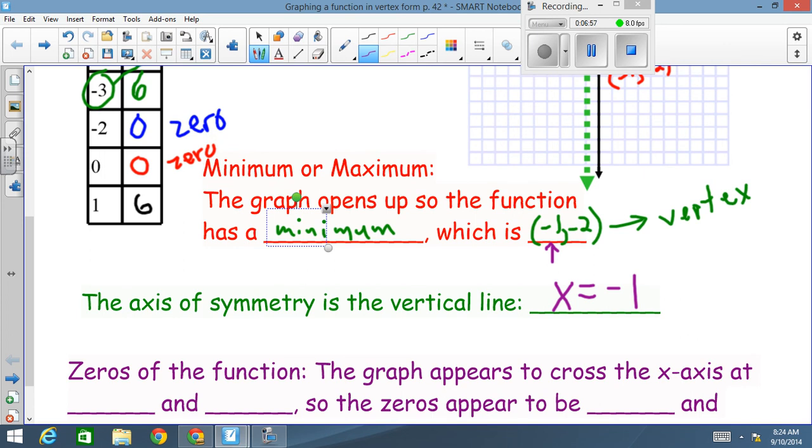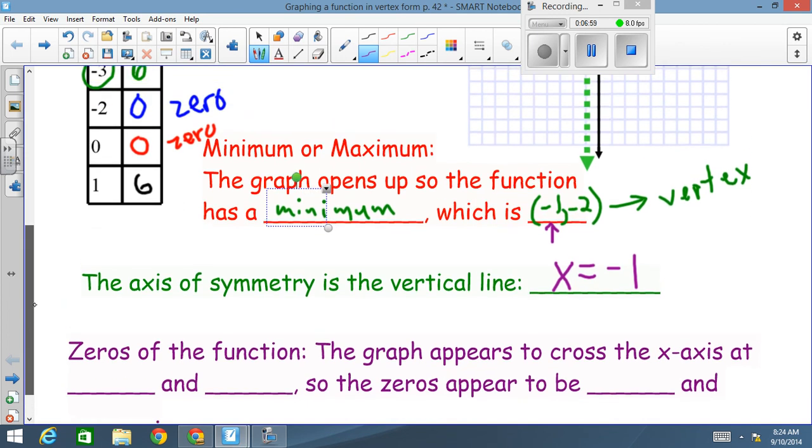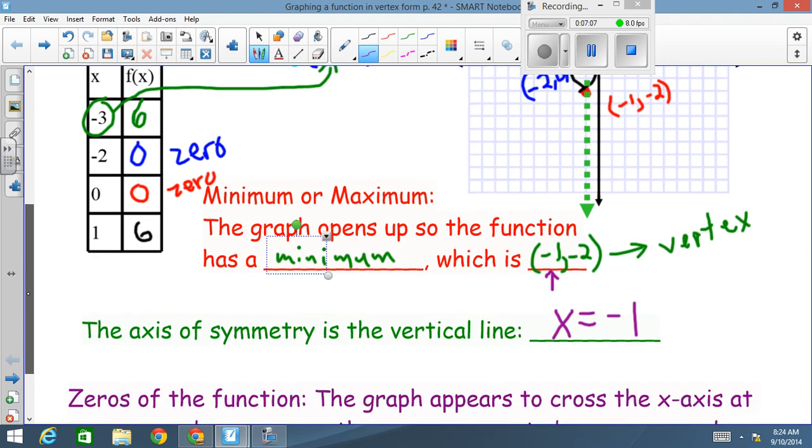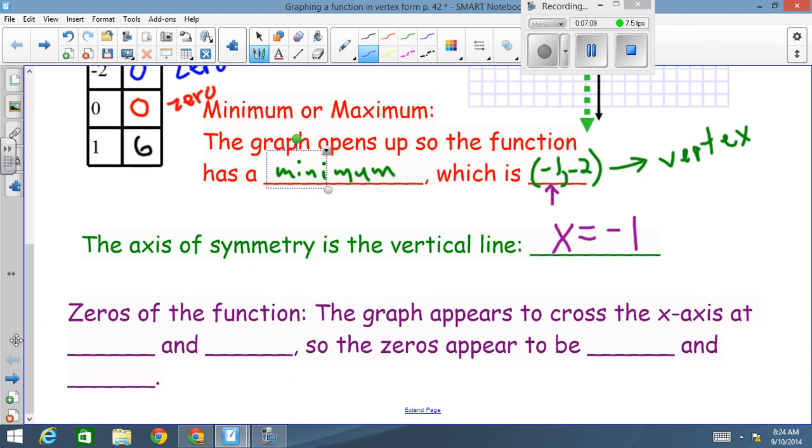Okay? The zeros of the function are where it crosses the axis, which was here and here. Or you can look at your table and see that it's where the output, the f of x, is equal to 0. So they appear to be at -2, 0, and at 0, 0. So the actual zeros, meaning the numbers that when you plug them in lead to an output of 0, are x equals -2 and x equals 0. Those are the values that when I plug them in, my output was 0.